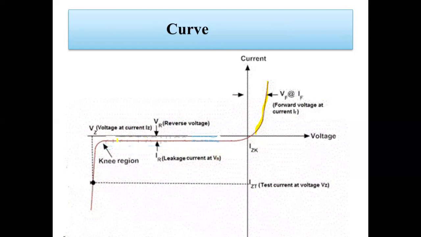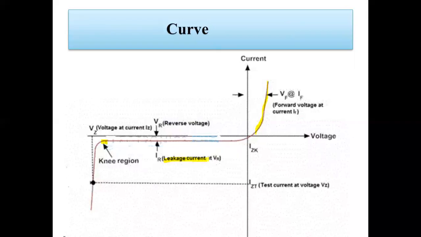After a region, with the increase of voltage, the current increases so rapidly, and this region is known as the knee region. Below the knee region, or below the knee voltage, all the current that we observe for the voltage is leakage current. Here, the definition of leakage current is important.